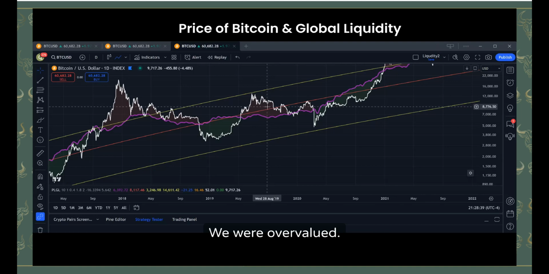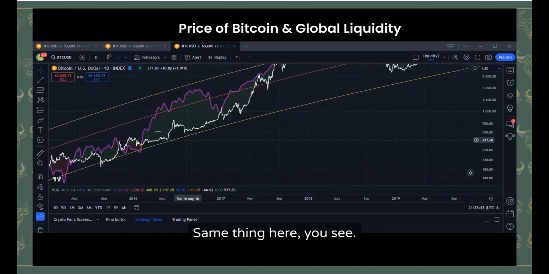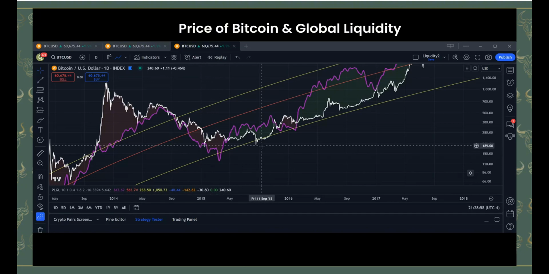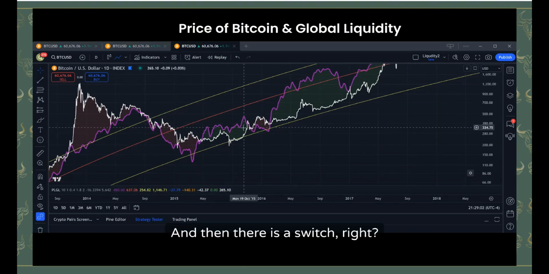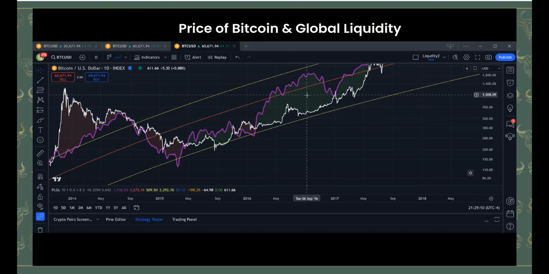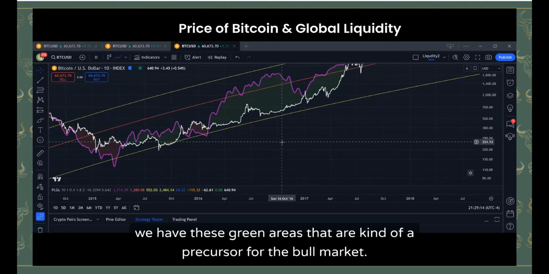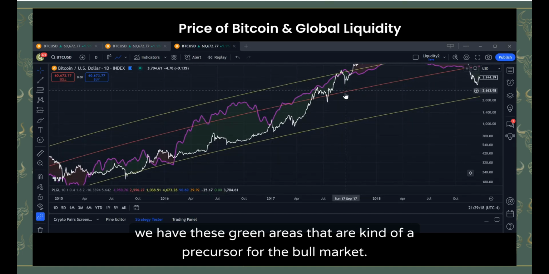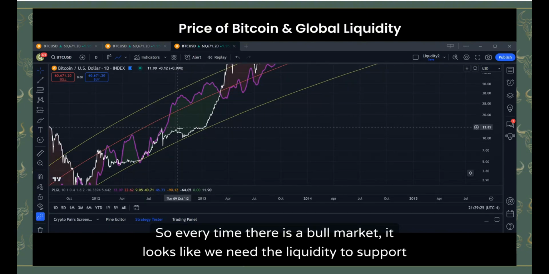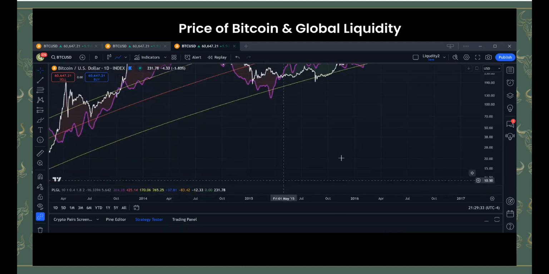So we have it here. There was this time where we were overvalued. Same thing here, you see. The same type of pattern. We go down. The purple line is below, and then there is a switch, right? When the bull market starts, we have these green areas that are kind of a precursor for the bull market. And it's the same thing here. So every time there is a bull market, it looks like we need the liquidity to support the bull market. It happens every single time.